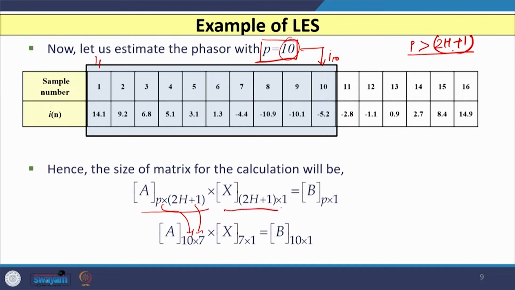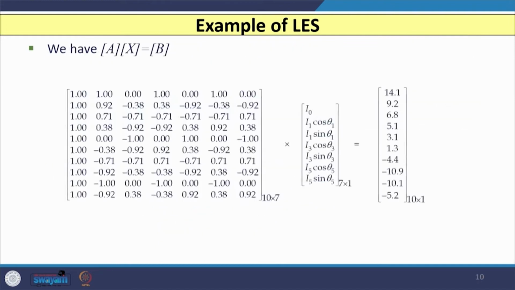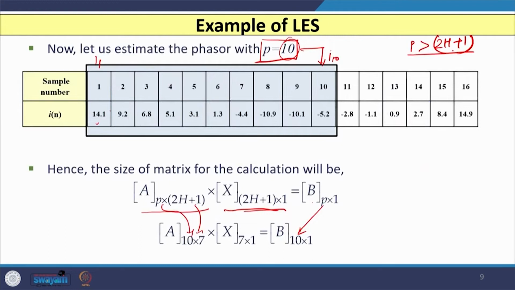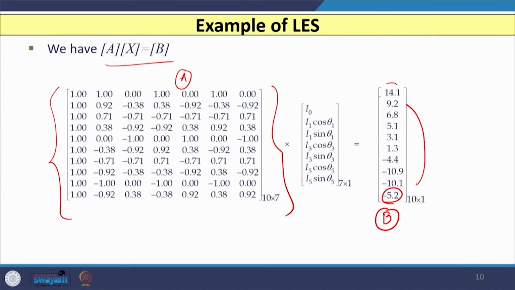Similarly, the unknown matrix X remains 7 cross 1, because it is 2H plus 1 cross 1, and the size of B is P cross 1. So, P is 10, and the size of the B matrix becomes 10 cross 1. If you calculate the value of matrix A by putting in omega 0 and T s, you will have the matrix A like this, which is 10 cross 7. The matrix B is the sampled values, which starts from 14.1 and goes to the 10th value, minus 5.2.